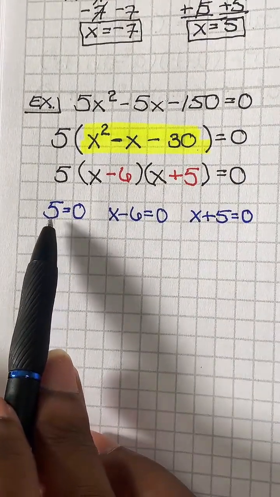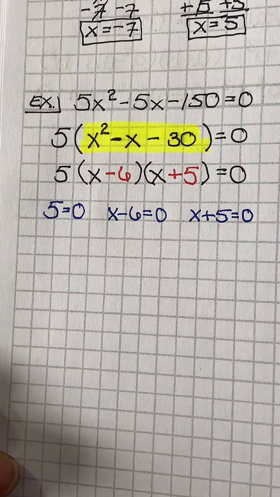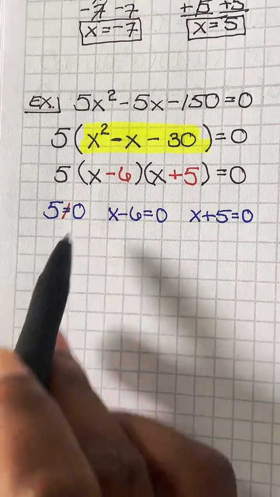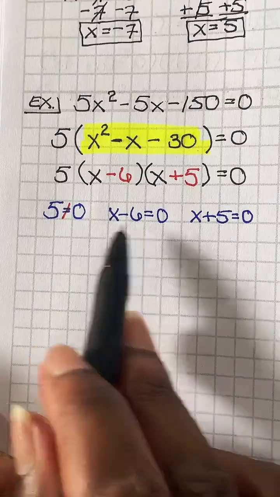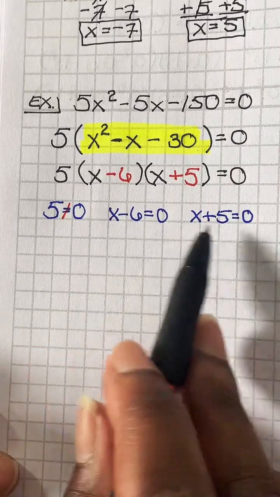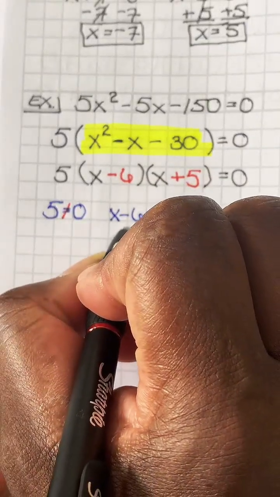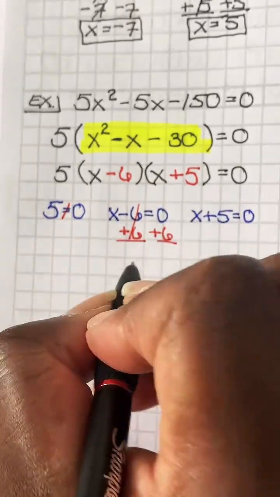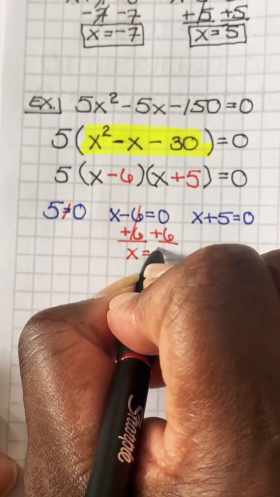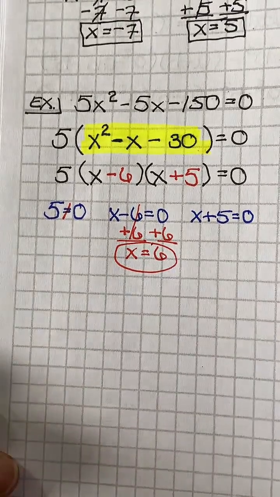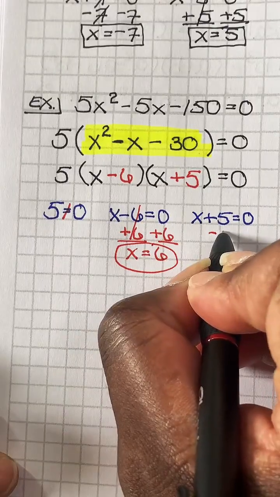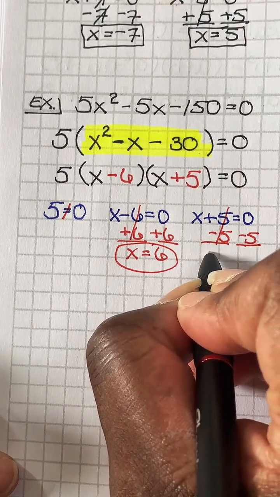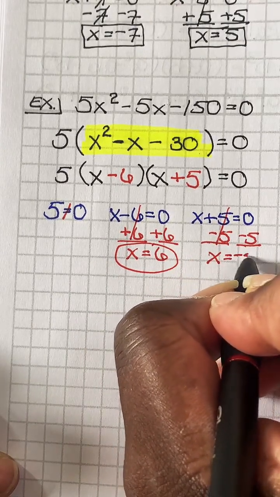Now, 5 cannot equal 0. All right? 5 can't equal 0. But we can find out what my other 2 unknown x's are going to be. So if we add 6 on both sides, we got x is equal to 6. And if we subtract 5 on both sides, we have x is equal to negative 5.